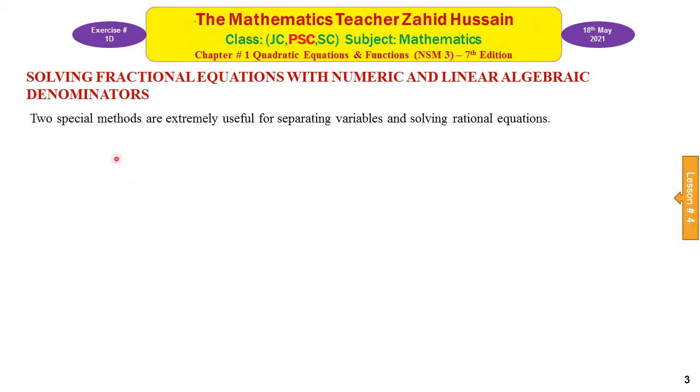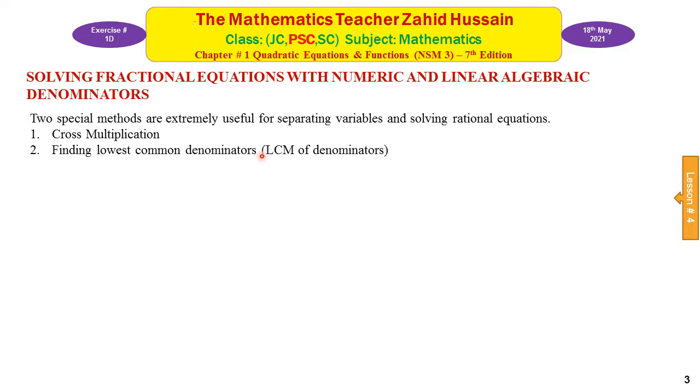There are two special methods which are useful for solving a rational equation. Rational equation means fractional equations. Number one is cross multiplication, and number two is finding lowest common denominators, that is LCM of the denominator. This we have studied in chapter number 6 of book 2. Method 1 is cross multiplication.